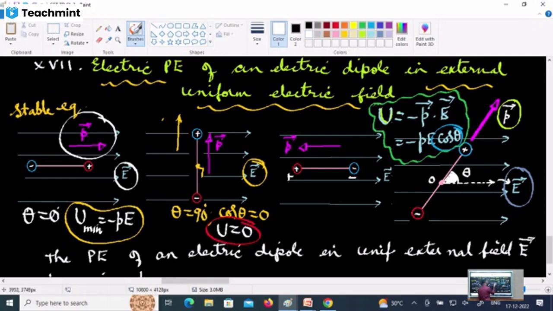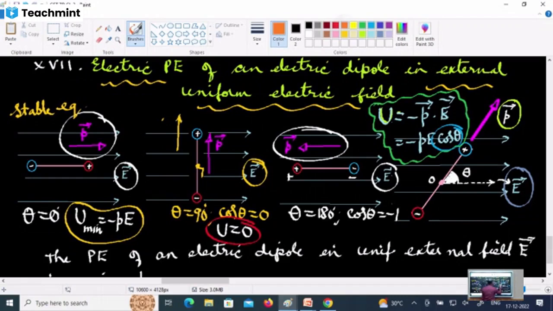Last but not the least, if positive charge of the dipole is to the left and negative charge to the right, dipole moment is towards the left, and electric field is towards the right, definitely angle theta between the two is 180 degrees. So definitely cos theta is going to become -1. And now if you come back to this expression, minus PE cos theta, cos theta is already -1. Minus and minus becomes plus. So you get maximum potential energy.